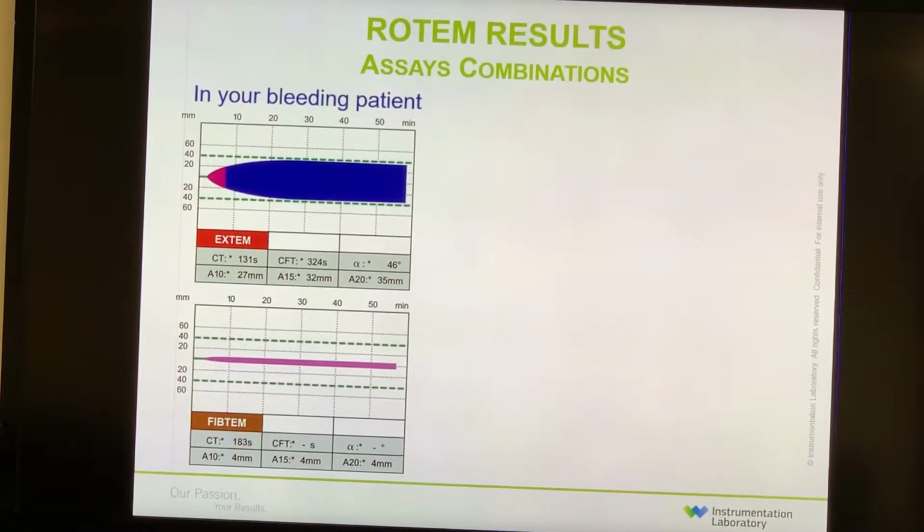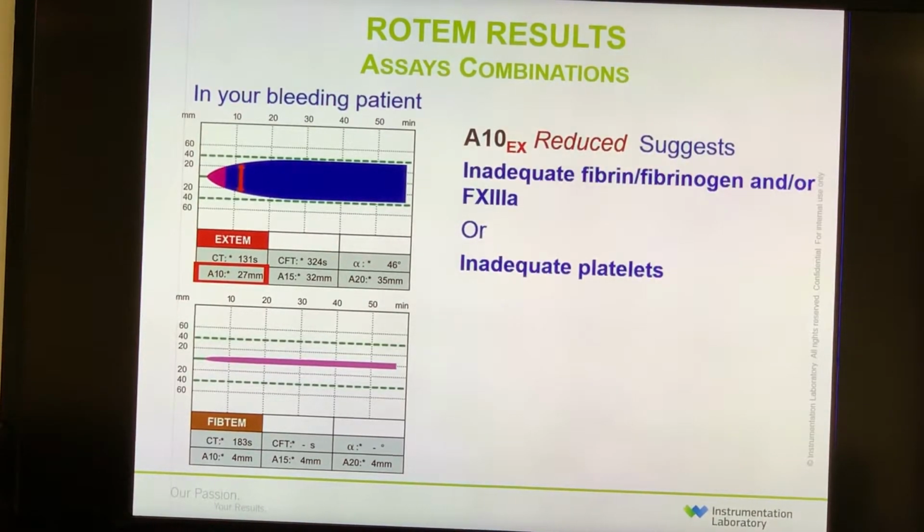The next combination, EXTEM to FIBTEM. This is the bread and butter combination. It's going to let you rule in, rule out fibrin. So we clearly have a bullet shape in our EXTEM, so it's a weak clot. We see that bullet shape, so we're looking to our A10.